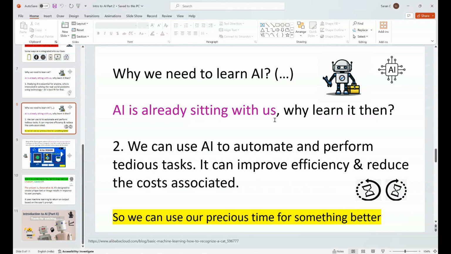We can also use AI to automate and perform tedious tasks. If the same task is assigned to humans, it will be very difficult and they will take a lot of time, so AI can improve efficiency and reduce the associated cost. And the important thing is we can use our precious time for something better.